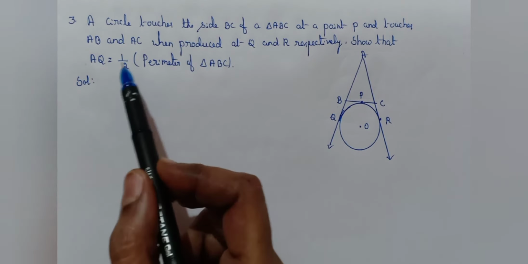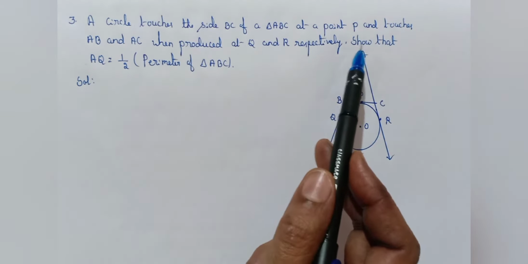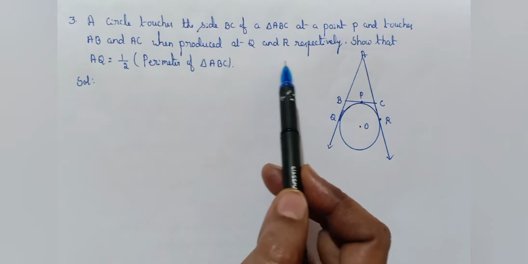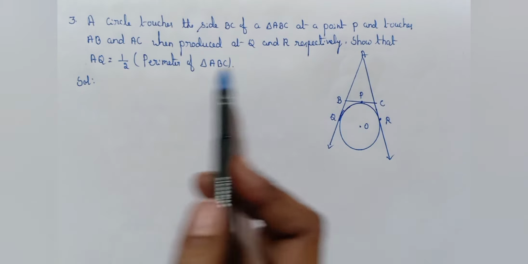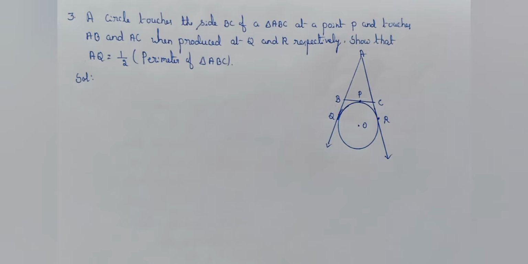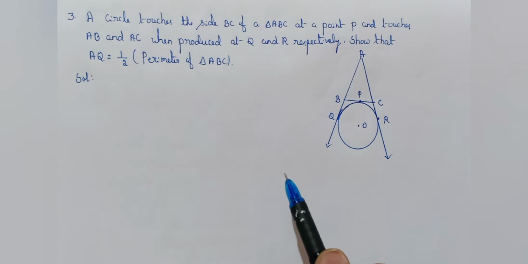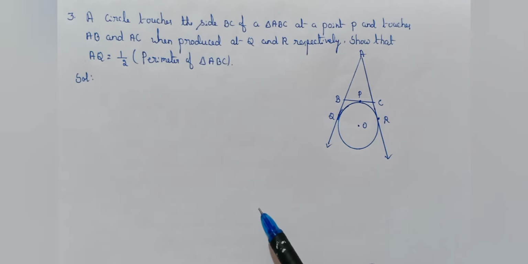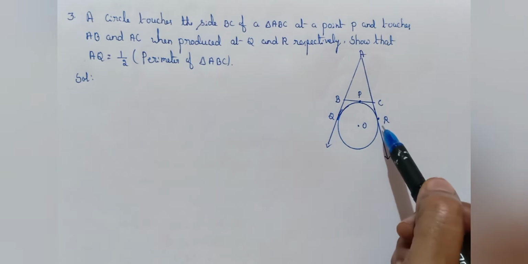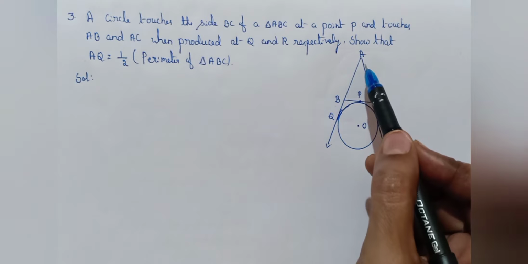Next problem. A circle touches the side BC of a triangle ABC at a point P and touches AB and AC when produced at Q and R respectively. Show that AQ is equal to half of the perimeter of the triangle ABC. We know that the tangents drawn to a circle from an external point are equal. So, AQ is equal to AR because AQ and AR are the tangents drawn to a circle from an external point A.